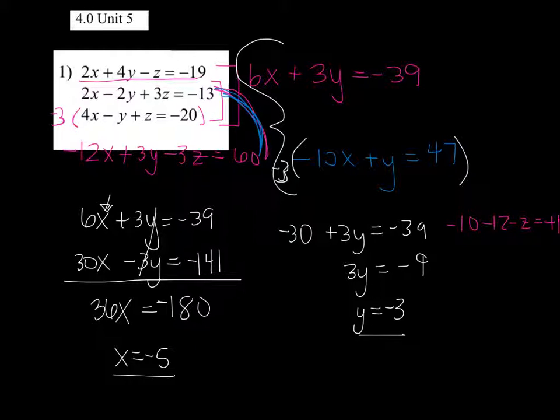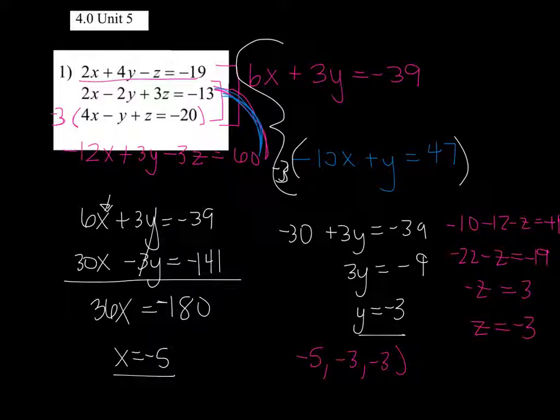Sorry, I'm kind of squeezing for space there. So negative 22 minus z equals negative 19. Add 22 to both sides, that equals 3. Divide by negative 1, that equals negative 3. So I'm looking at negative 5, negative 3, negative 3 as my solution.